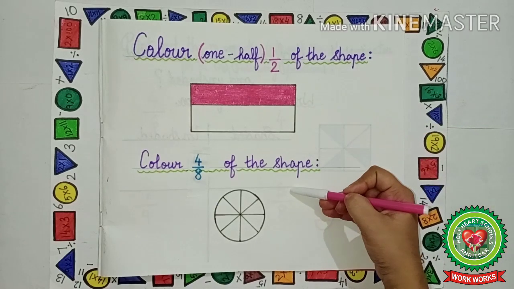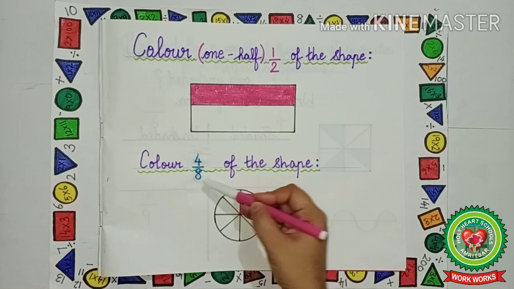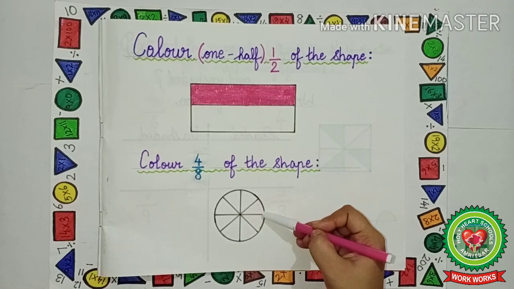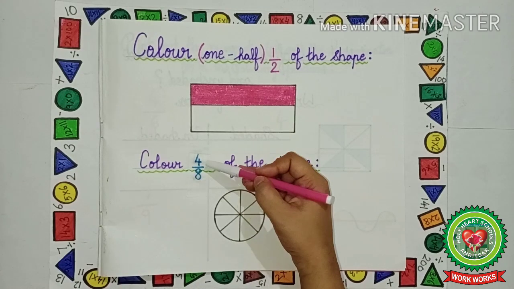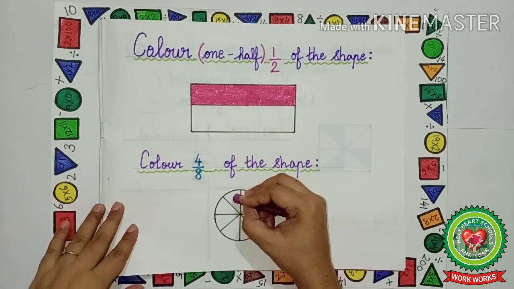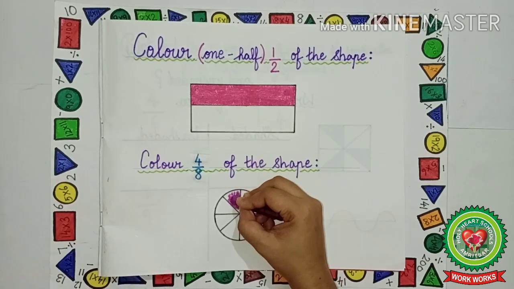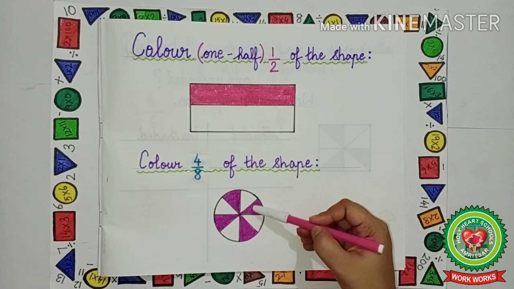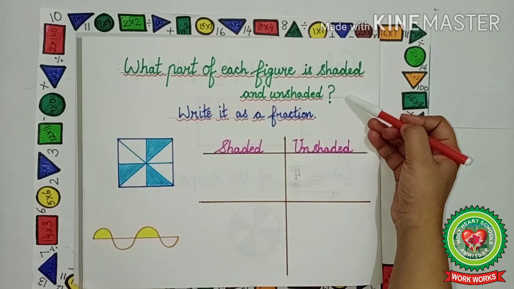Now let us take the next example. Color 4 upon 8 of the shape. That means total number of parts are 8 and we have to shade how many parts? That is 4. So let us shade 4 parts. Now can you see I have shaded 4 parts. Now let us take one more type of example.